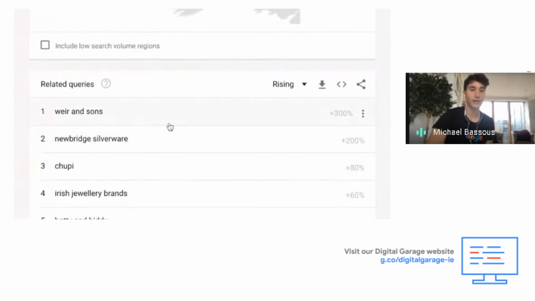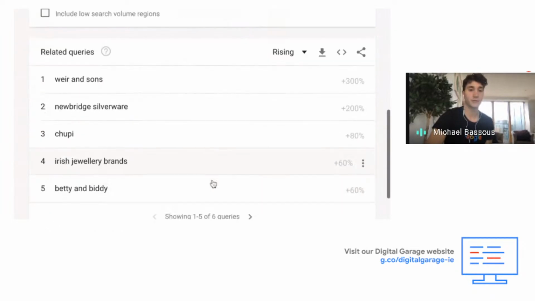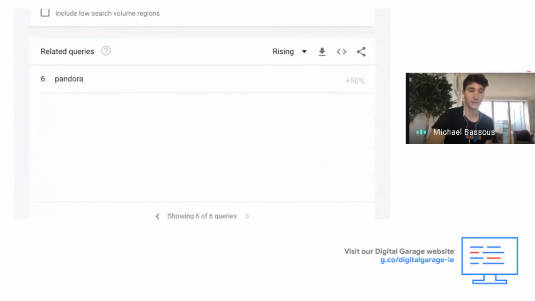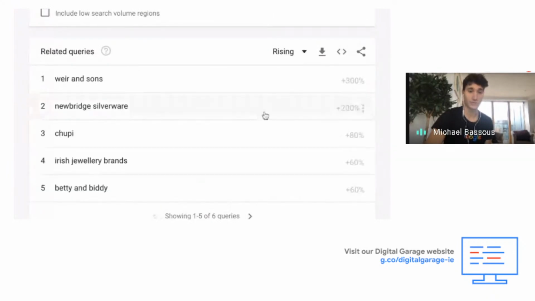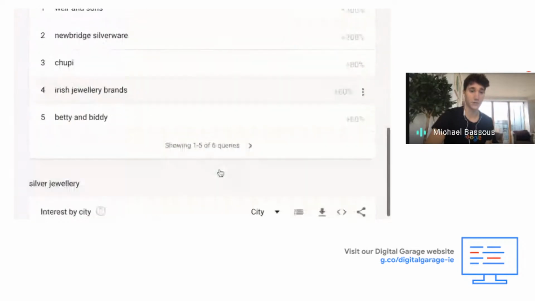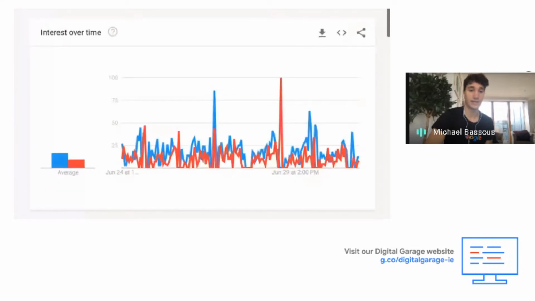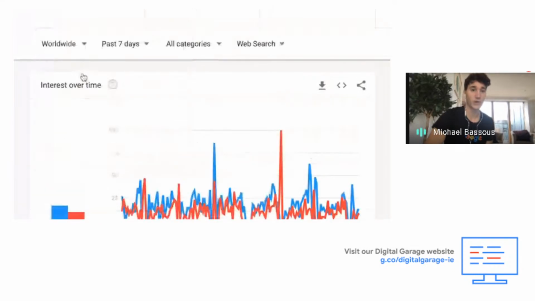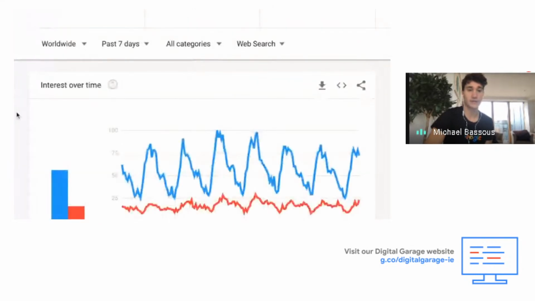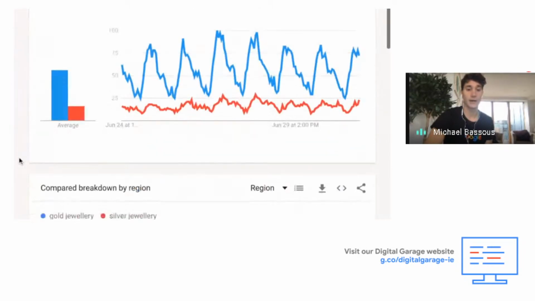So we have Wear and Sons, we have brand names, we have different kinds of brands, the things that are being searched, and you can look at the different Pandora, for example, and you can look at the different queries and how much they're actually going up and down during the week. That being said, I want to actually switch to worldwide just for us to see.